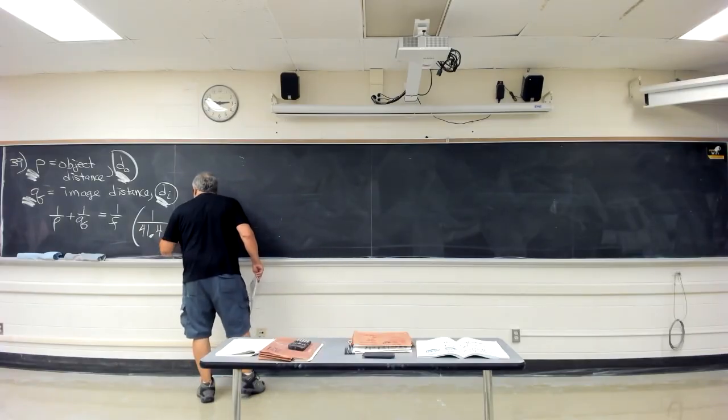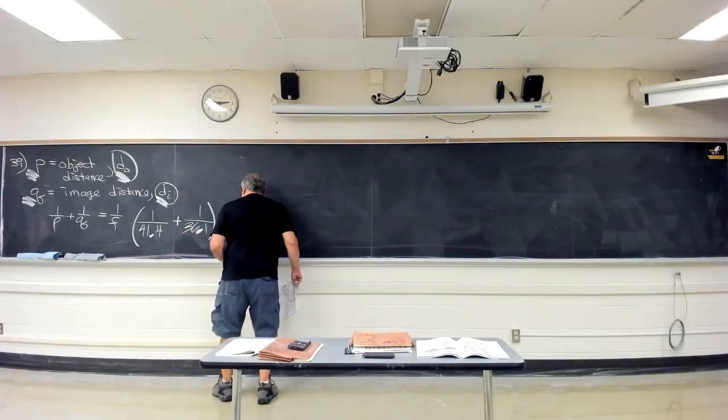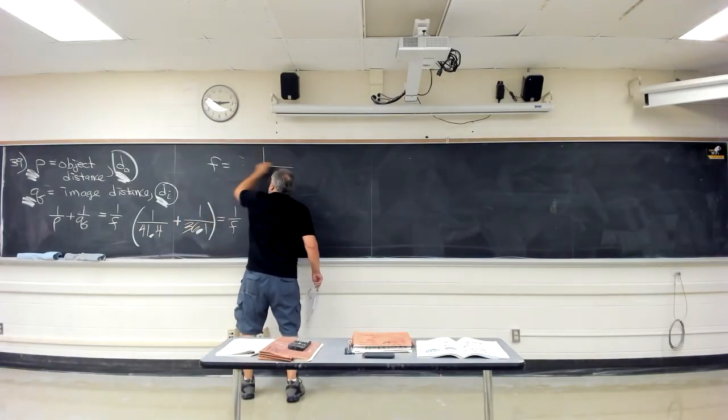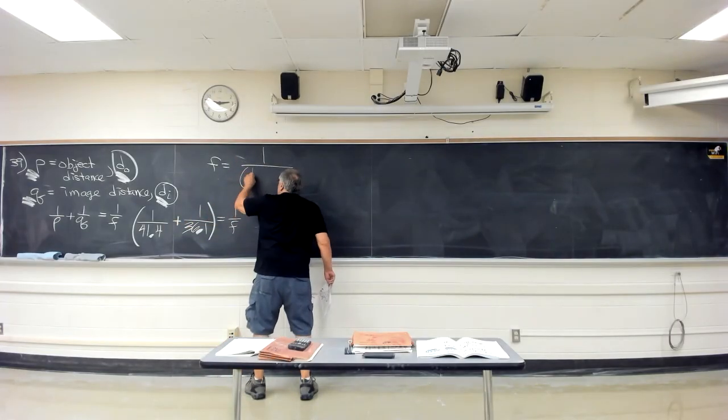1 over this, get an answer. 1 over that, get an answer. Add them together, and that's equal to 1 over F. Then get the reciprocal of both, and you got what F is. The reciprocal of 1 over F is F, and the reciprocal of all this is a mess if you haven't already written out what you need to write out.